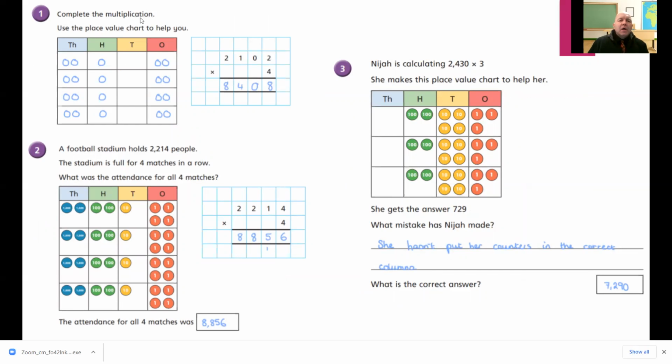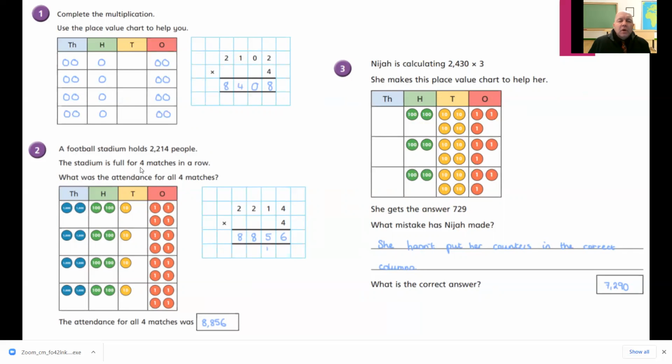Okay, so here's our answers. For the first one, 2,102 multiplied by 4. There's the counter chart to help you. Well, let's work it through using the column method. 4 lots of 2 ones, so 4 lots of 2 is 8. 4 lots of 0 is 0. 4 lots of 1 is 4. And 4 lots of 2 is 8. So we've got 8 thousands, 4 hundreds, no tens, and 8 ones. So 8,408. Well done if you got that one correct. Question 2 was the football stadium.